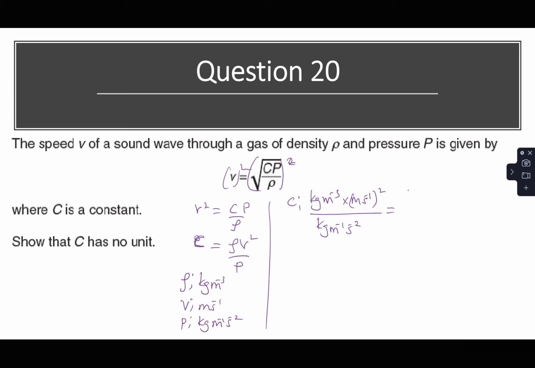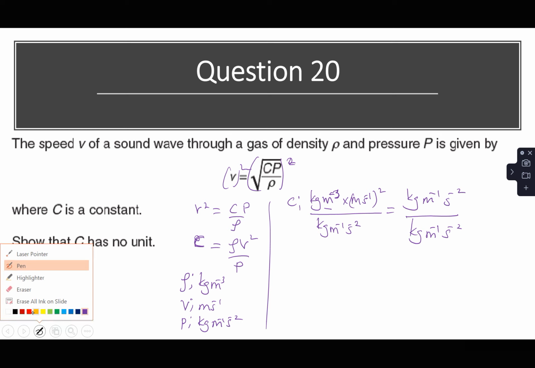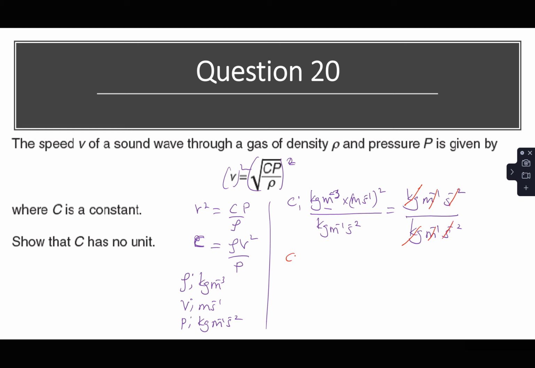When we simplify the numerator, we have kilogram, meters power negative 3 times meters squared becomes meters power negative 1, then s power negative 2. Then divide by kilogram m power negative 1 times s power negative 2. So we notice that the quantities are actually looking alike. So I will cross out term by term, and I will conclude that C has no units.